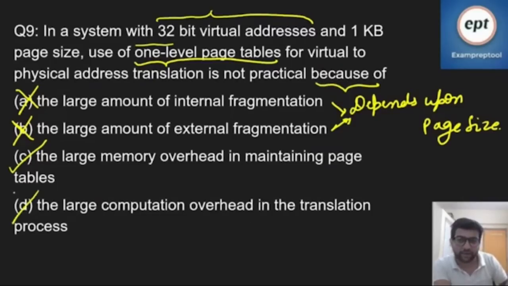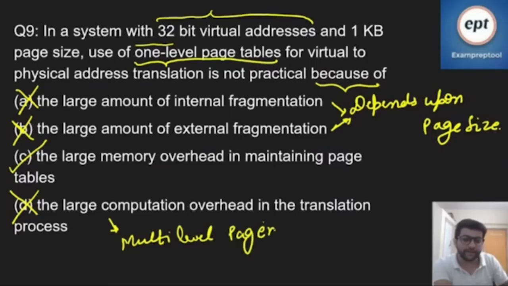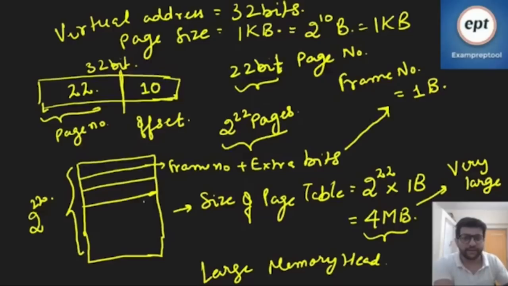The fourth option says that there is a large computation overhead in the translation process. This is completely wrong because the computation overhead is in the case of multi-level paging, right? So the answer is large memory overhead in maintaining the page table.